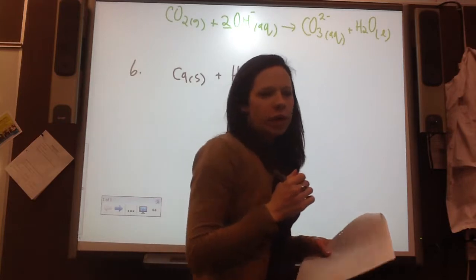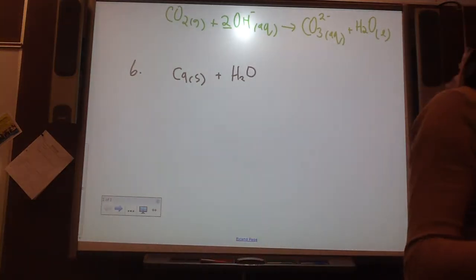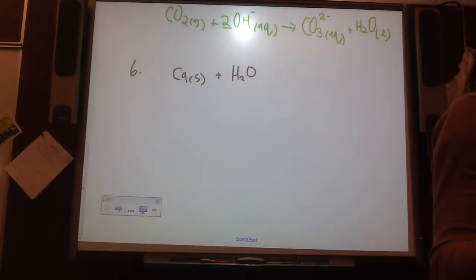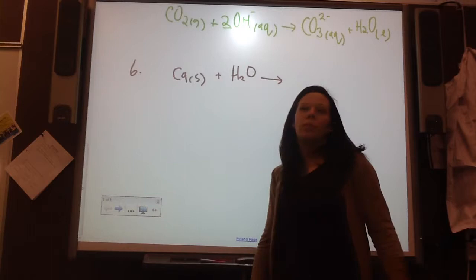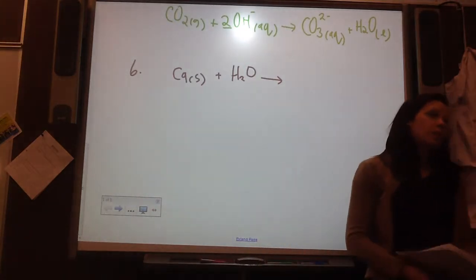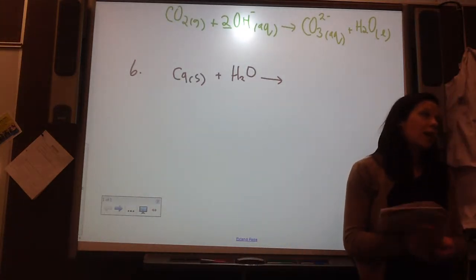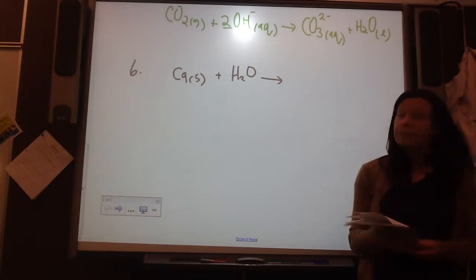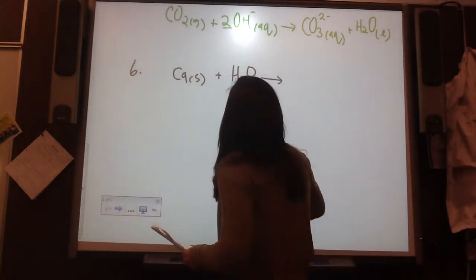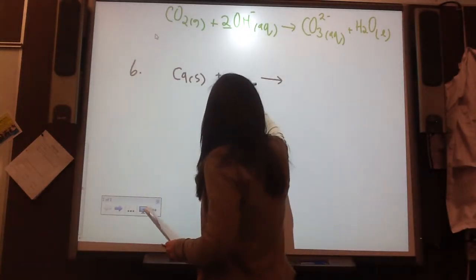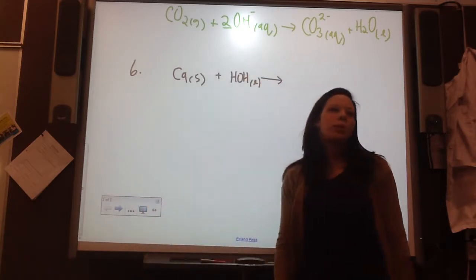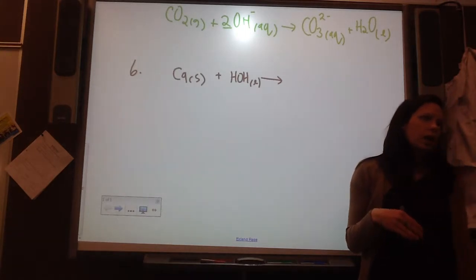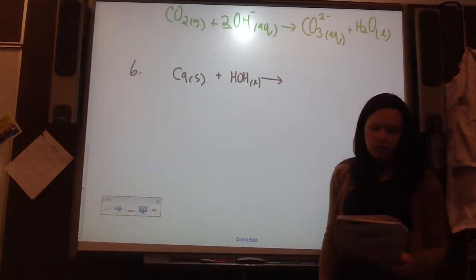And does it tell you what we form? What does it say? It just says calcium metal was added. Okay, so what we do is you assume that it's going to be a single replacement reaction and that water behaves like an ionic compound. So you could instead write your H2O as HOH, still keep it as liquid, and that will help you visualize the single replacement reaction.